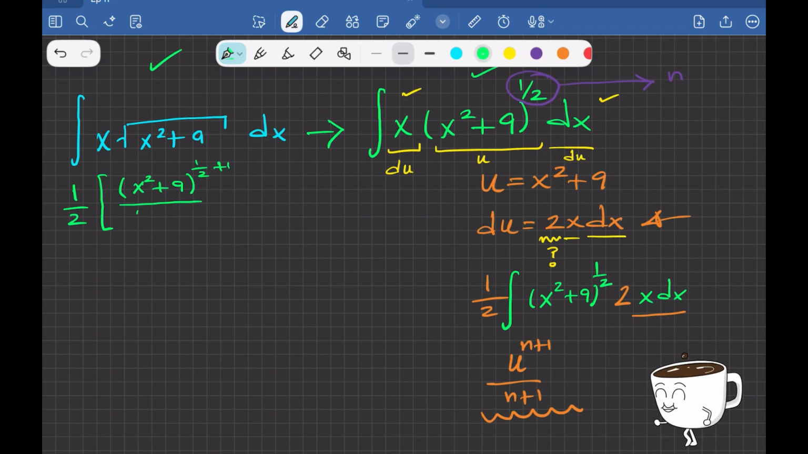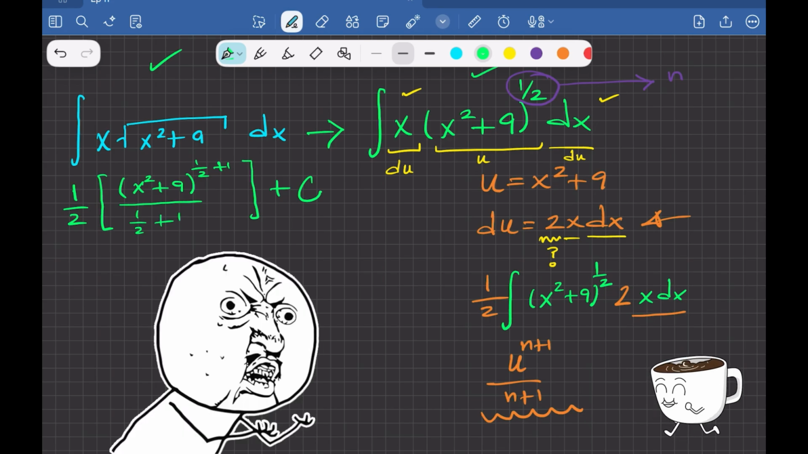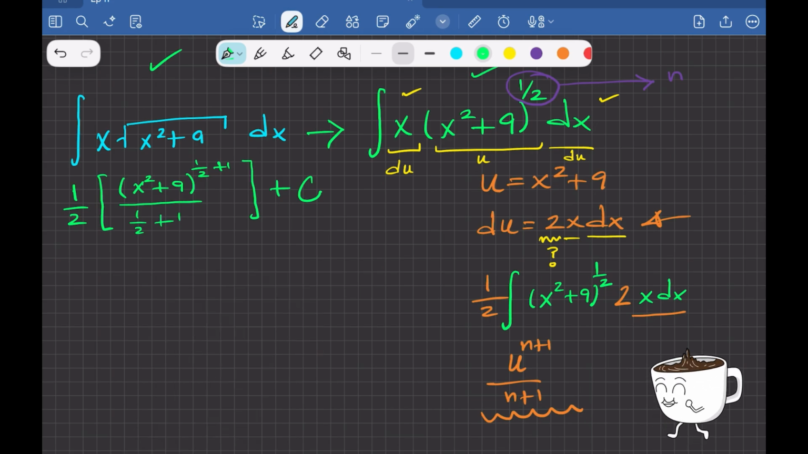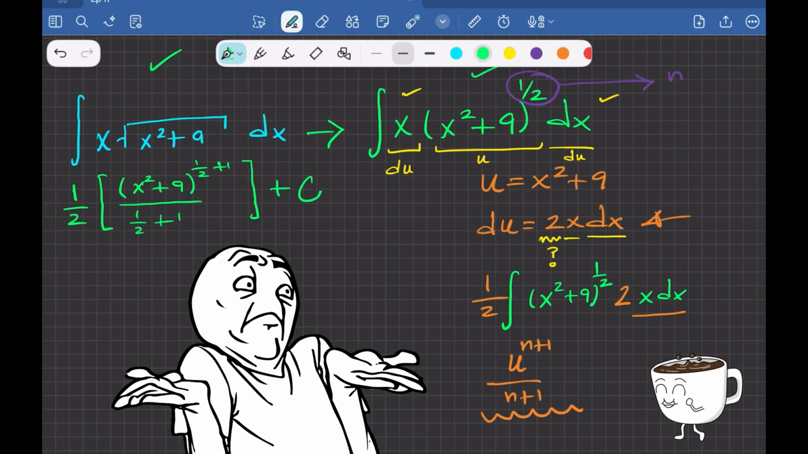Then we have 1/2, and the chain rule tells us that 1 must be added to it, divided by 1/2 plus 1. We close here, and we add the integration constant. Something that should be clear: whenever we can, we must simplify. Always, always, always. So in this case, quite a few things.